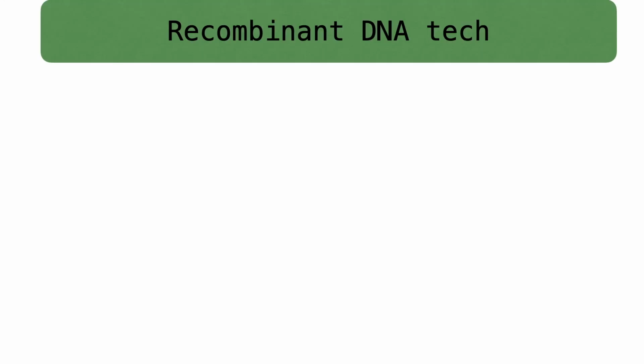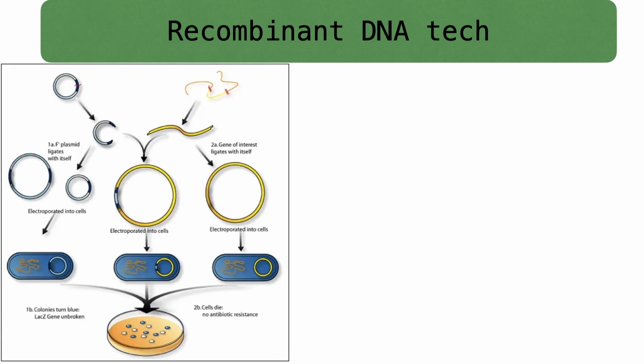Now I'm going to introduce each method of gene cloning here. First is recombinant DNA technology, which is based on using restriction enzyme. As shown in the figure, this is the way we proceed with recombinant DNA technology to clone our specific gene.